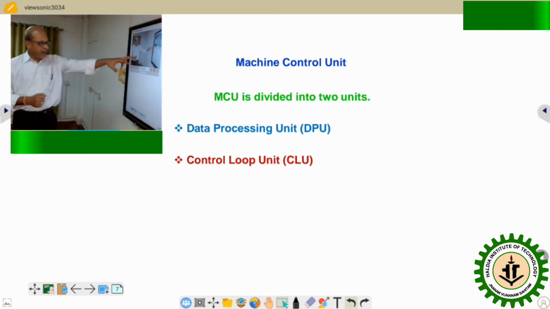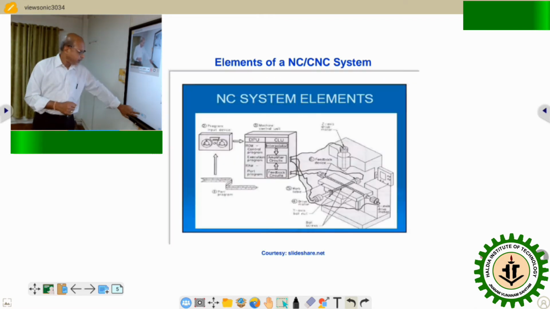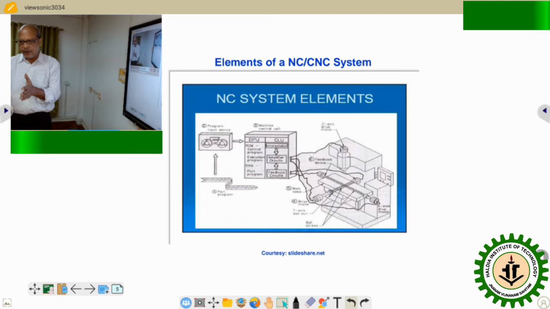Now come to the machine control unit. The machine control unit, as shown in the diagram, you see there are two different sectors or different compositions, or rather different units.